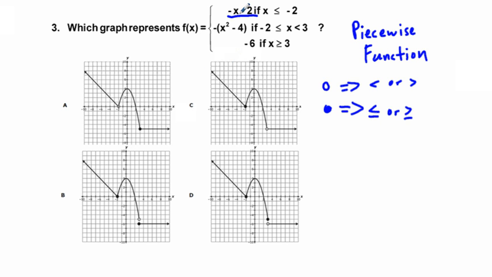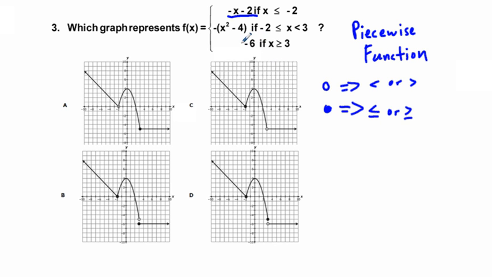Okay, we have first negative x minus 2 if x is less than or equal to negative 2. And so what we're looking for is this. We have this diagonal line with a negative slope, and that looks good in every case. And then our middle piece here is this negative quantity x squared minus 4, which is going to be the upside down parabola, which we see in every case in choice A, B, C, D.